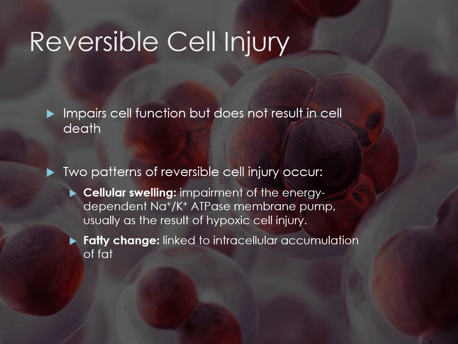When we talk about cell injury, sometimes cells can become injured and that injury is reversible. The function of the cells themselves might be impaired, but cell death hasn't occurred, and maybe that cellular injury can be repaired. So reversible cell injury impairs the cell's function, but it does not result in immediate cell death. There are really two patterns of reversible cell injury that we can see.